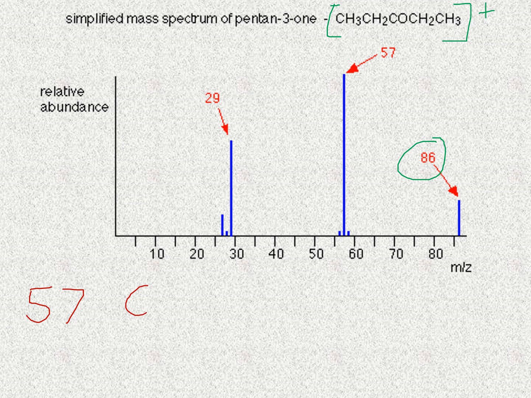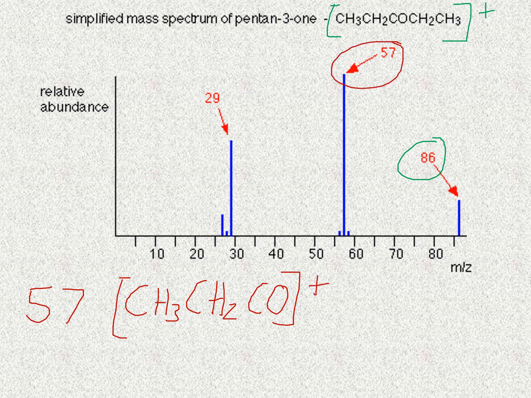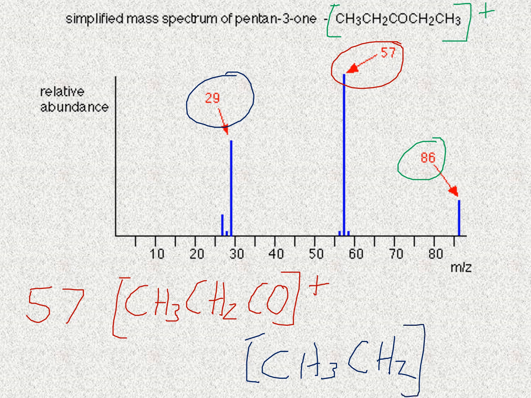So that would be CH3, CH2, CO, square brackets, positively charged. And that corresponds to this peak here at 57. And then lastly, the peak at 29, that must be CH3, CH2. And that's your peak at 29.